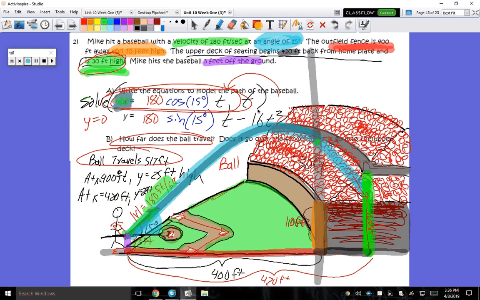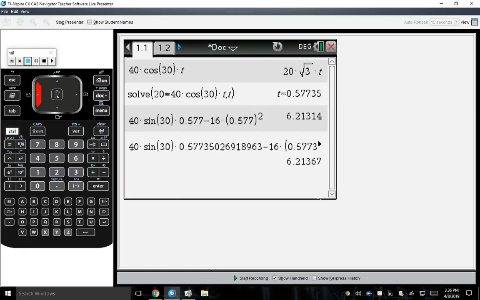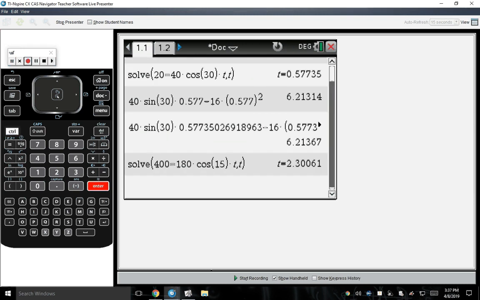Okay, so let's go to the calculator real quick. We're going to say menu 3.1, solve for when an x of this has been traveled: 180 times the cosine of 15 degrees times t, and we're solving for t. It takes 2.3 seconds to travel 400 feet horizontally.